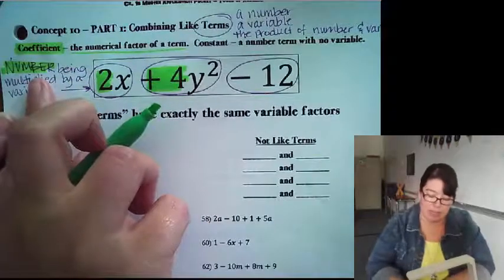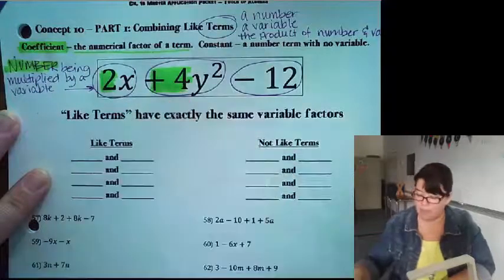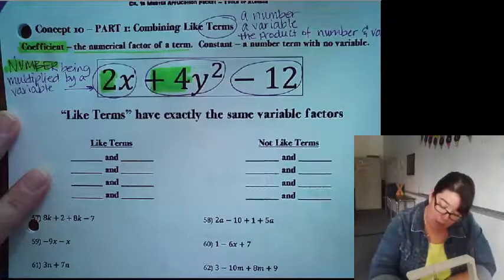Sorry, that was off screen a little bit. It's, for example, the 2 and the positive 4. Those are all coefficients. Well then, what about this lonely number?